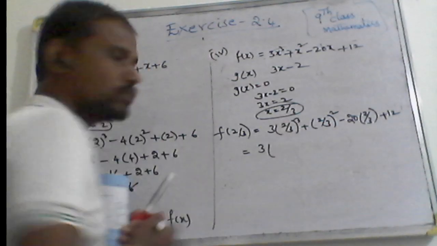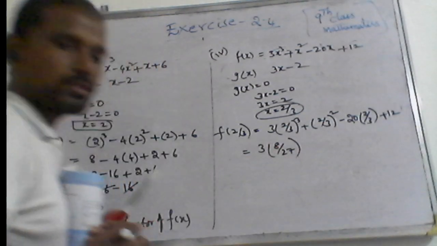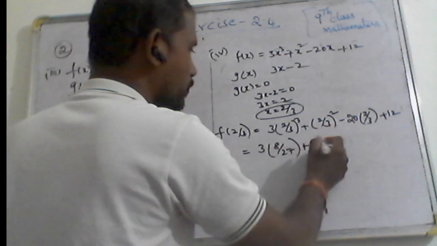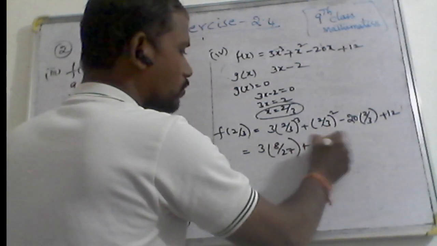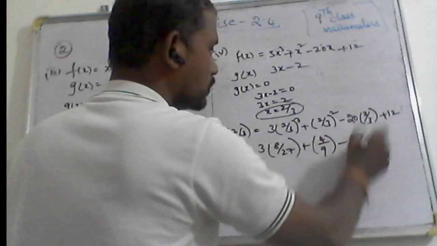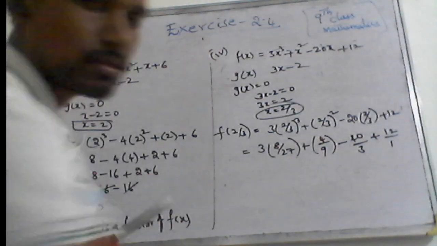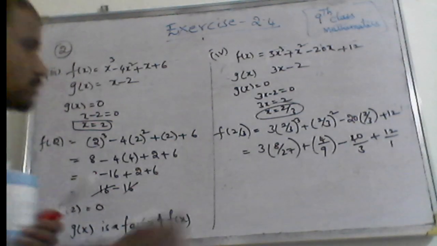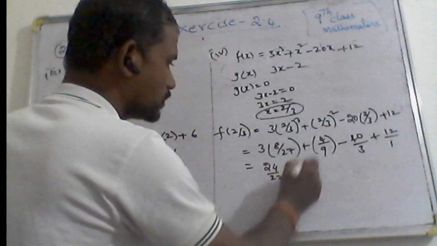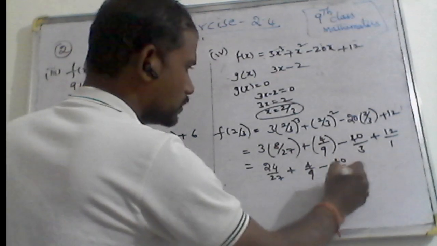3 into (2 by 3) whole cube means 8 by 27. 2 cube value is 8, 3 cube value is 27, plus 2 by 3 whole square is 4 by 9. Next, minus 22 into 40 by 3 plus 12 by 1. Next one, so 3 8s are 24 by 27, plus 4 by 9, minus 40 by 3, plus 12 by 1.